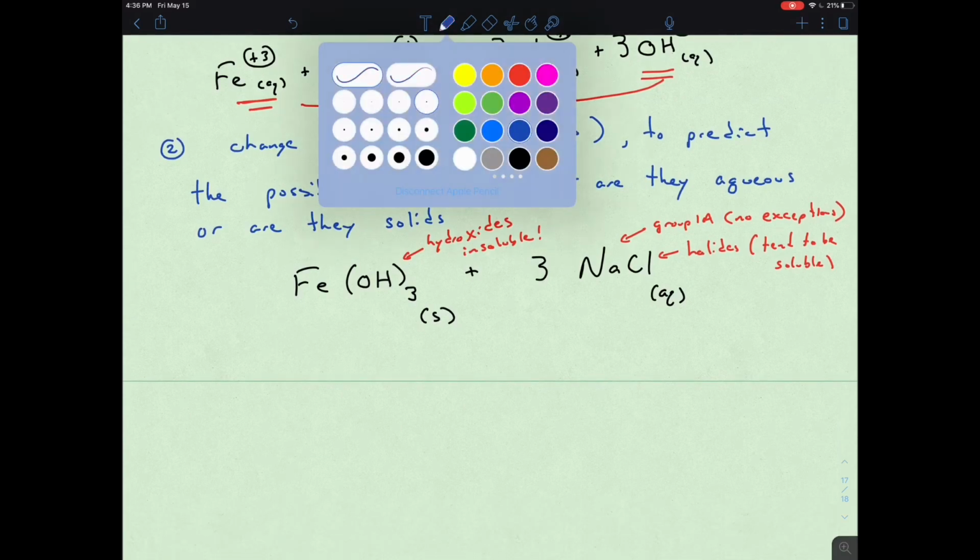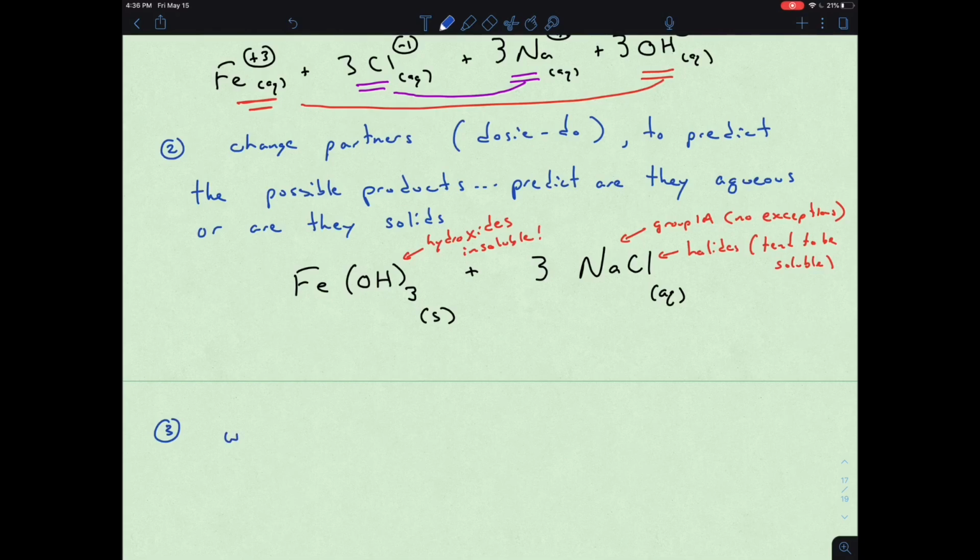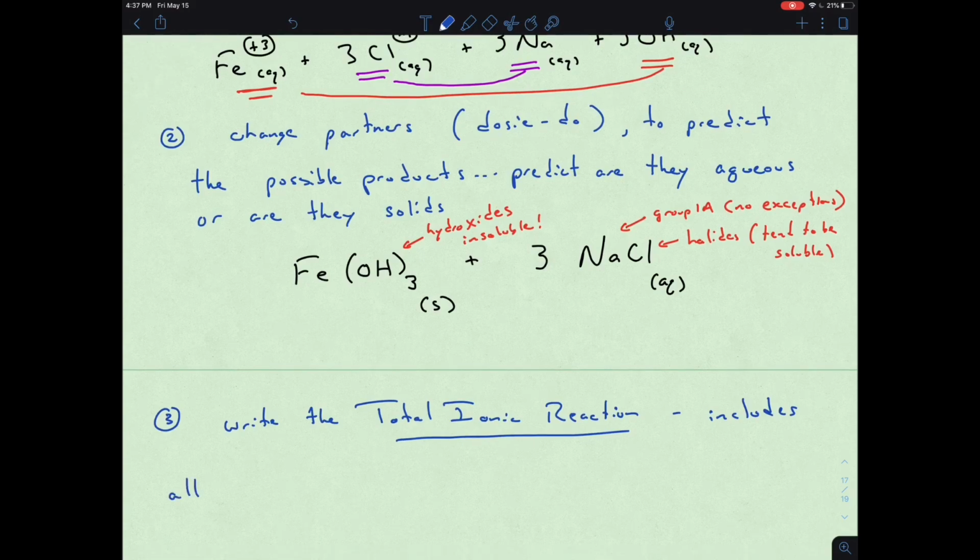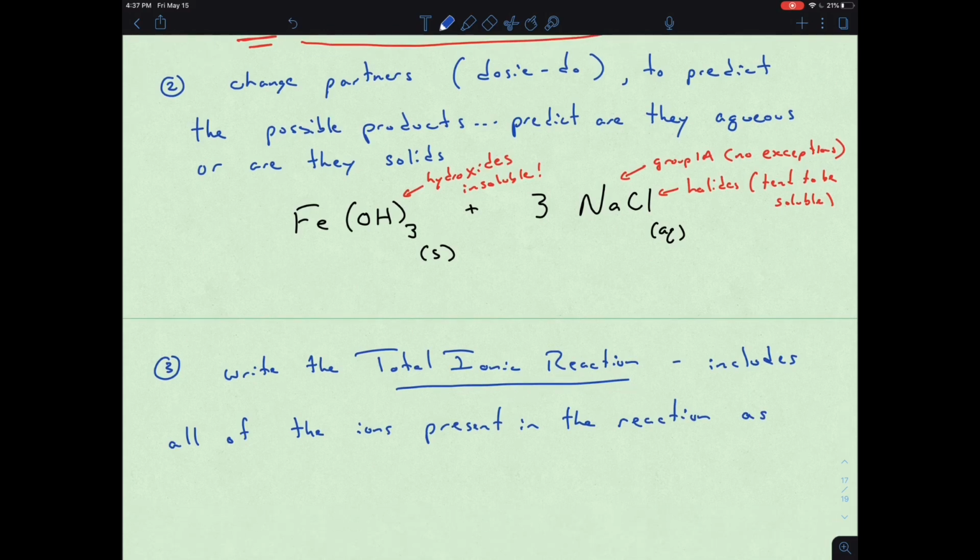So that leads to step 3, which is basically to write the total ionic reaction. The total ionic reaction includes all of the ions present in the reaction, as well as solid and aqueous products.